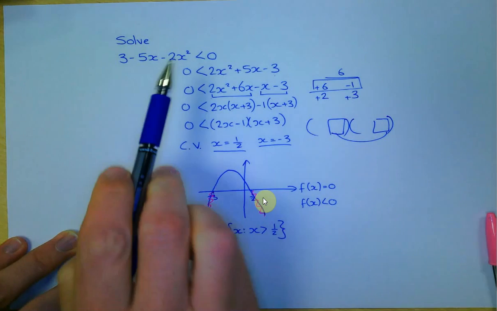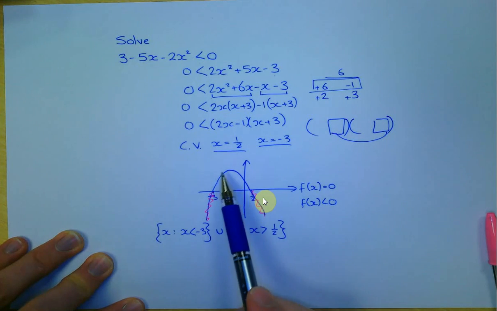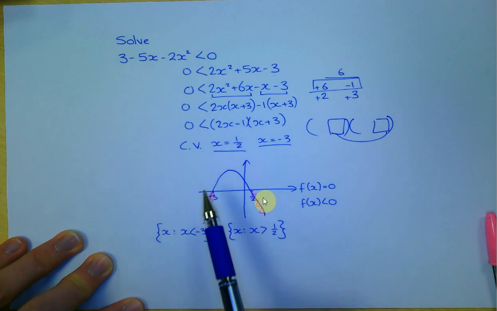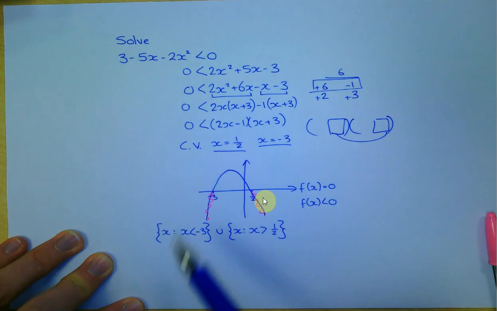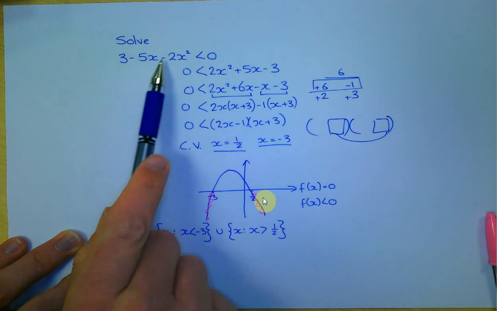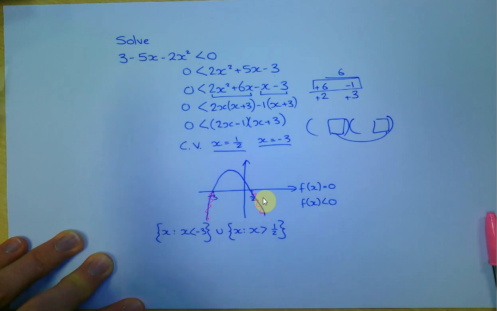Now please note, if this sign was the other way, then we'd be looking at this. So it's not as simple as going, oh that's less than, it's below the line, or you've got to look at your sketch and don't get caught out if it's unhappy.